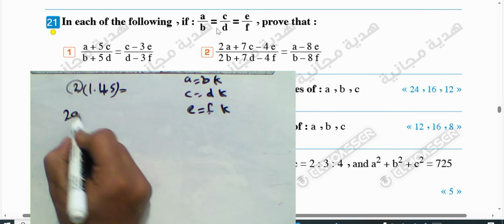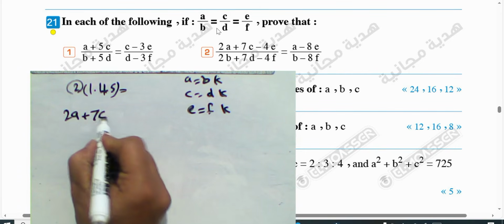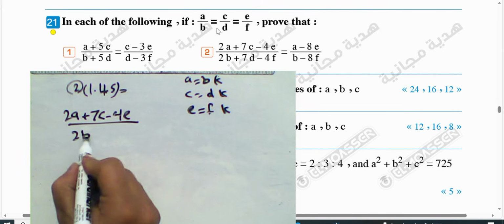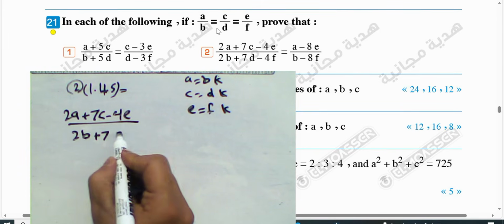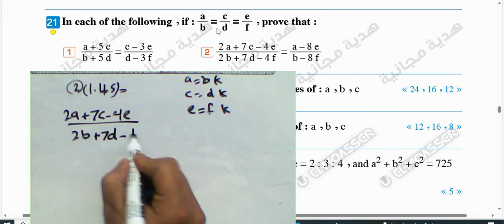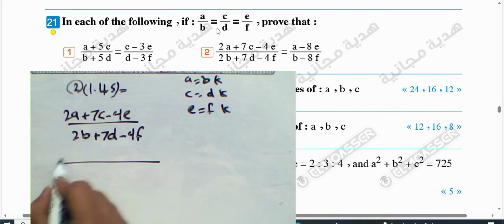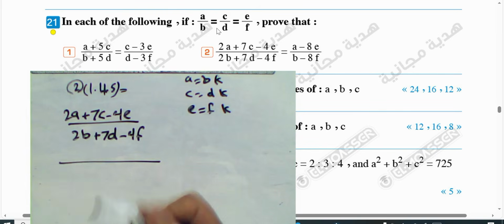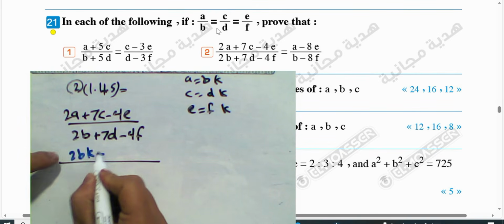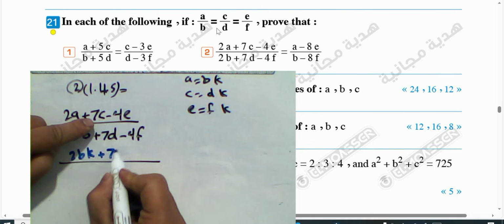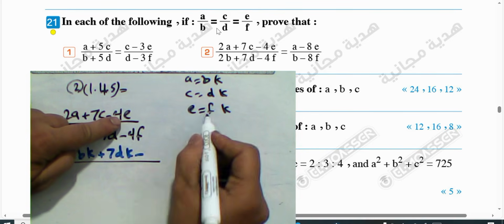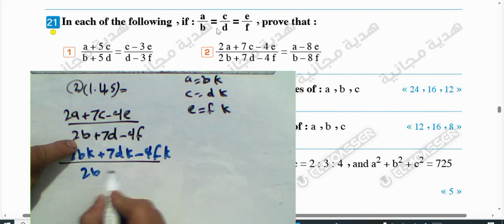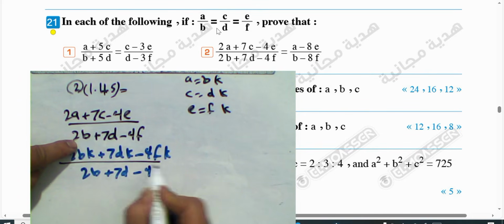We have (2a plus 7c minus 4e) over (2b plus 7d minus 4f). 2a, a was bk, so 2 times bk; 7 times c, 7 times dk; 4 times e, 4fk. The denominator is 2b plus 7d minus 4f.